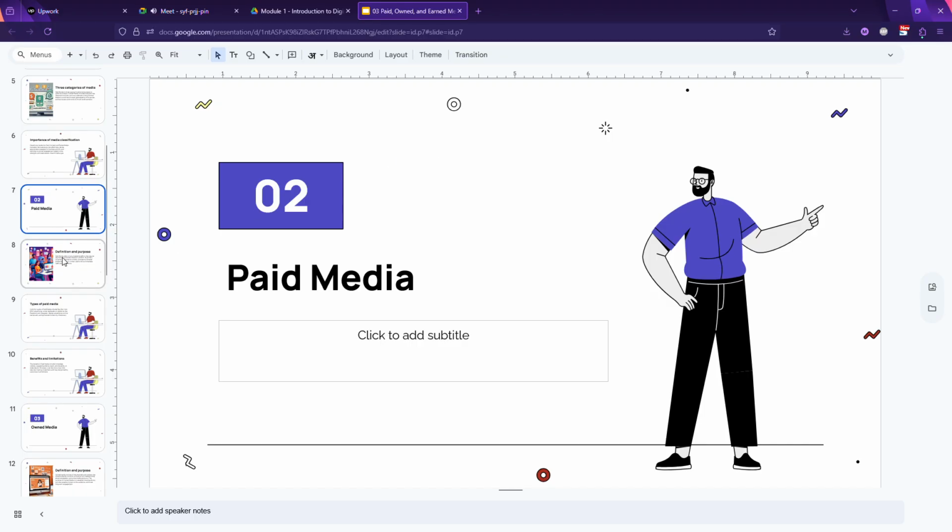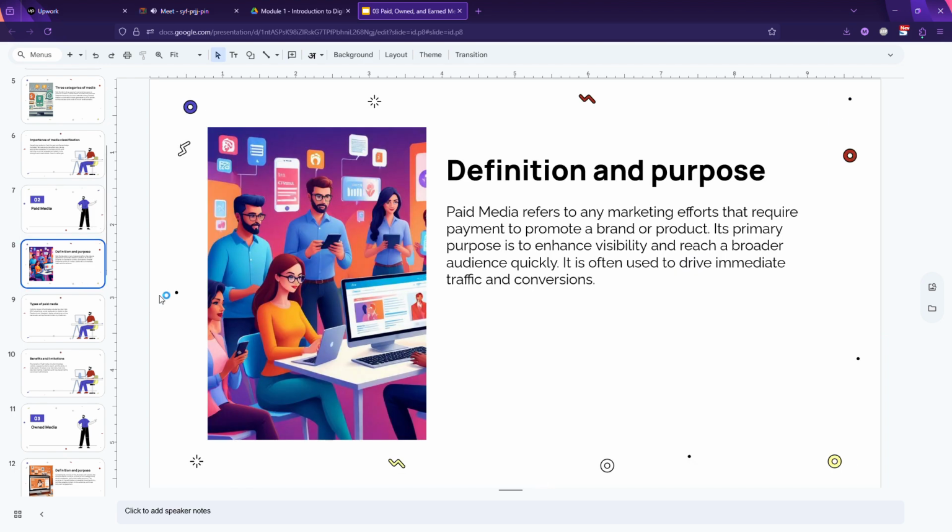Last time I saw that this question came in your exam about paid, earned, and owned media. So paid media refers to any marketing efforts that require payment to promote a brand or product. Its primary purpose is to enhance visibility and reach a broader audience quickly. It is often used to drive immediate traffic and conversion. So paid media essentially is advertising.